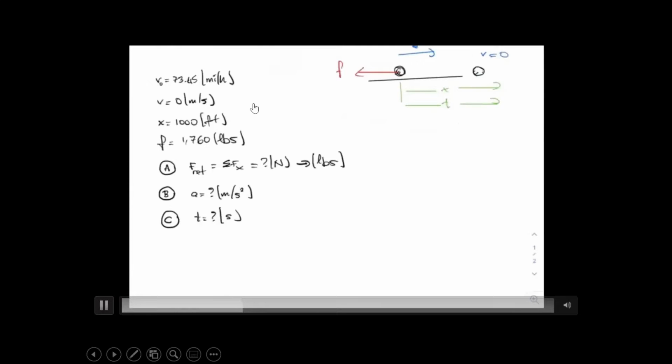All right, so what do we have? We need to do conversions: miles per hour to meters per second, feet to meters, and pounds to newtons. We know how to convert miles per hour to meters per second, so we can just pull the number out of that one. Feet to meters, we've done it a number of times, so we can pull the number out of that one as well.